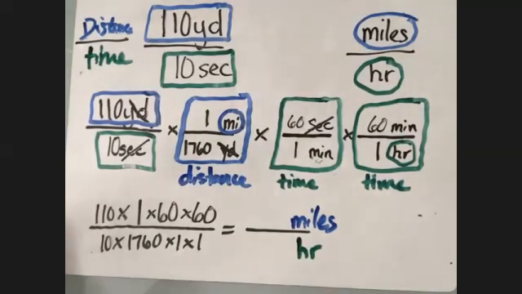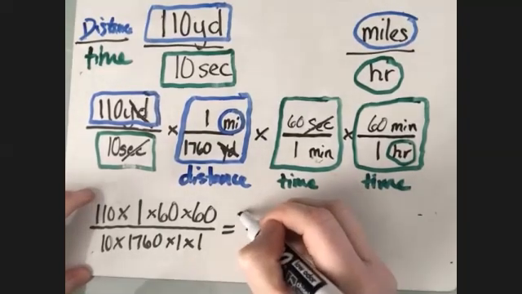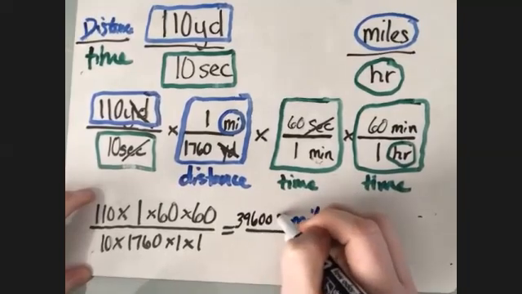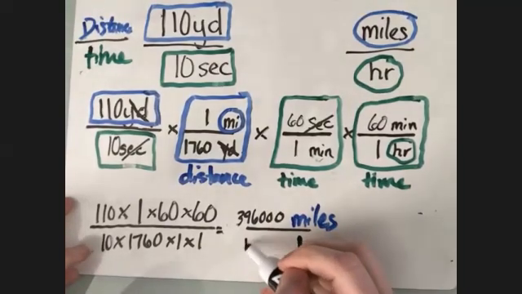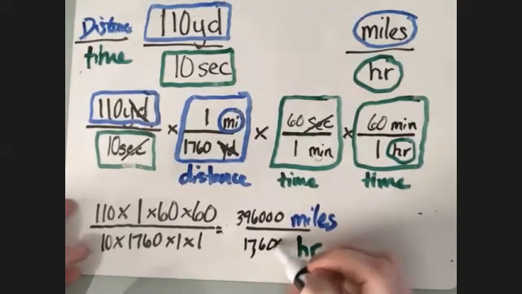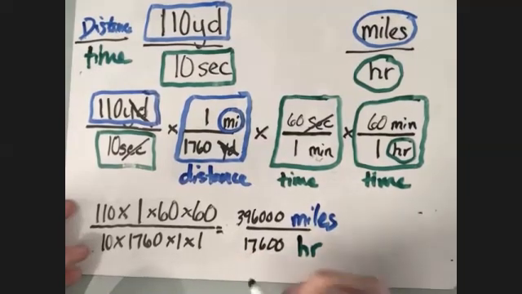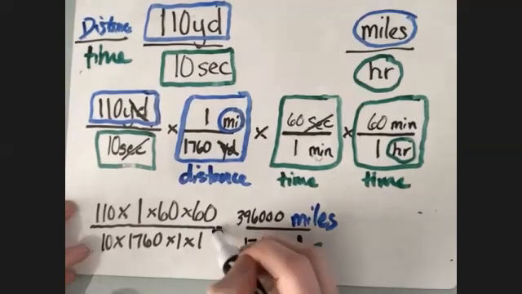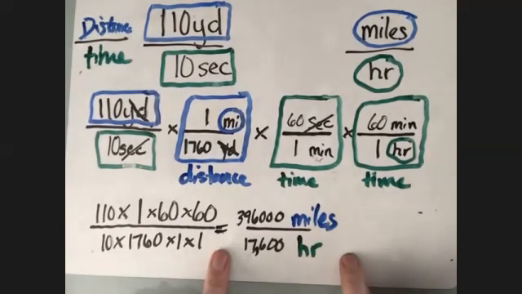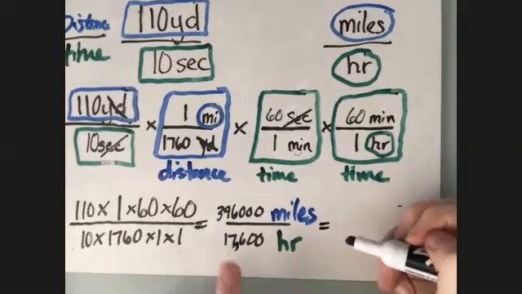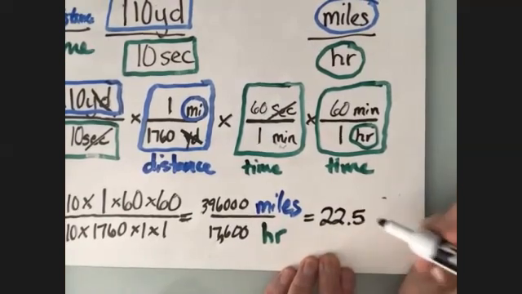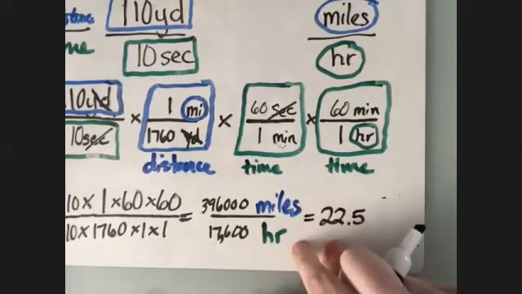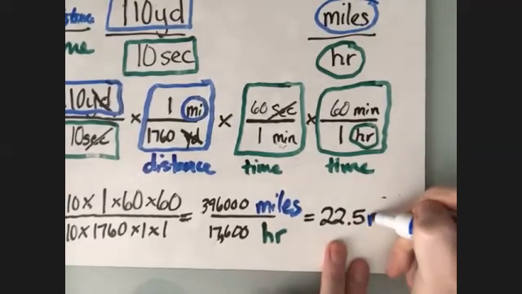If you were to punch in all of these values up here on the top, you should then get 396,000. And on the bottom, when you multiply all of this, you should get 17,600. Now, I just need to divide the top by the bottom because fractions are division. And when you divide these, your answer then should be 22.5. And what are the units? Miles per hour.